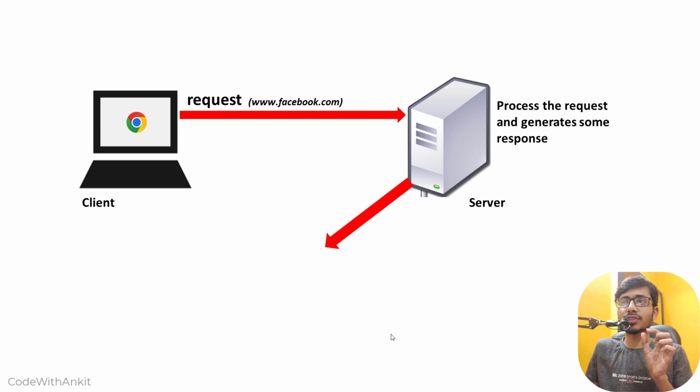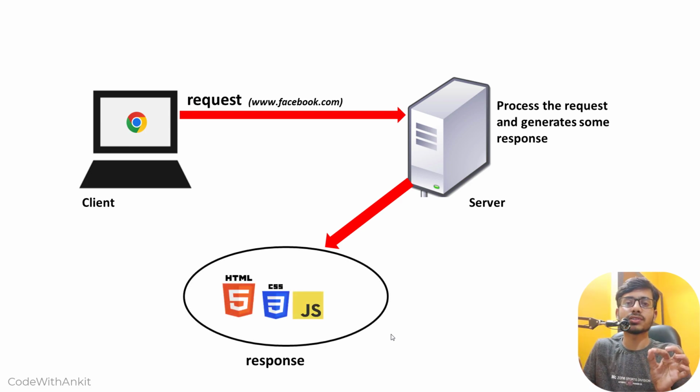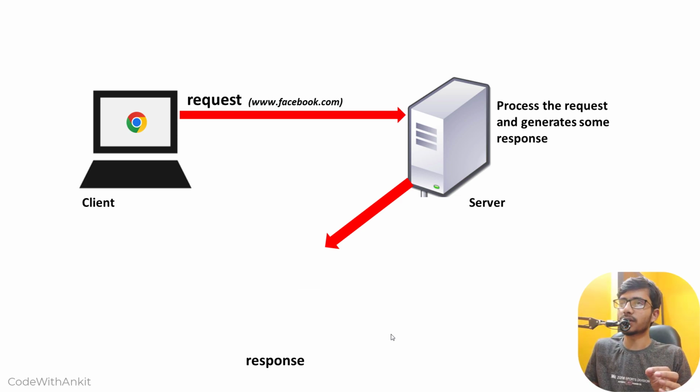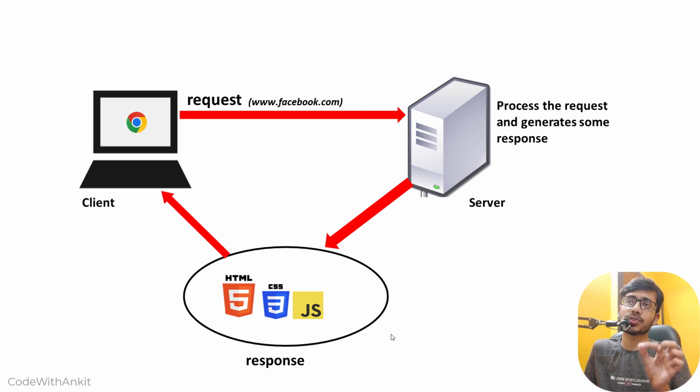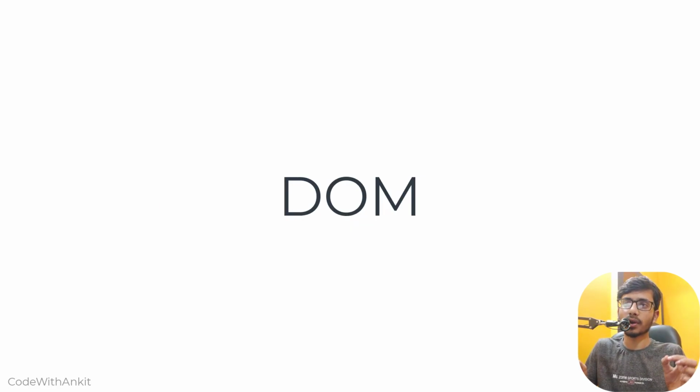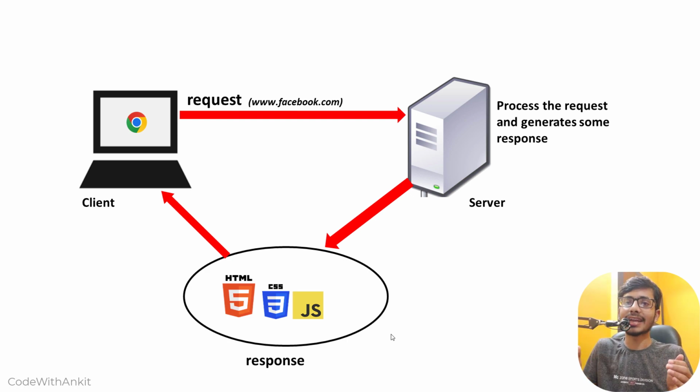Now this response gets packed into HTML, CSS and JavaScript format and presented to us. This response will now be served to your web browser. As soon as this response gets served on your web browser, it creates a DOM. Your web browser creates a Document Object Model, DOM, on the basis of that response, and hence that DOM gets rendered on your screen, on your web browser.